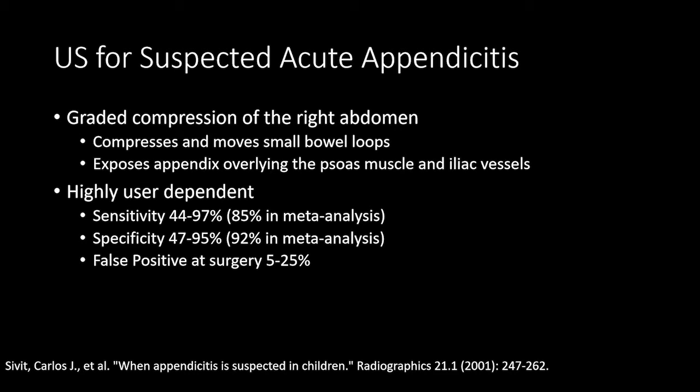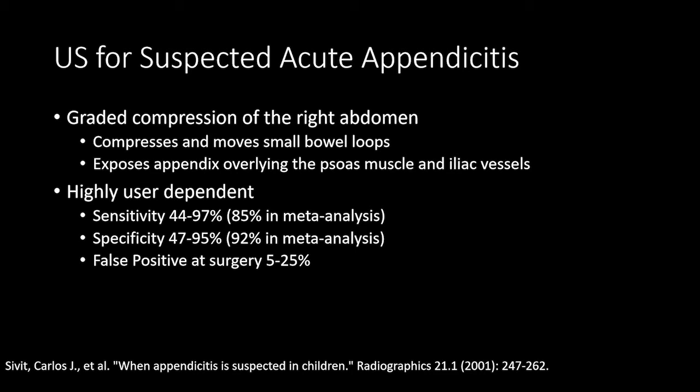So we do what we call graded compression. We start in the right mid-abdomen. We find the cecum or the right colon. We press down gently but firmly, and we compress the right mid-abdomen and work our way down into the right lower quadrant. This pushes the loops of small bowel out of the way and hopefully exposes the appendix, which classically lies over the psoas muscle and the iliac vessels.